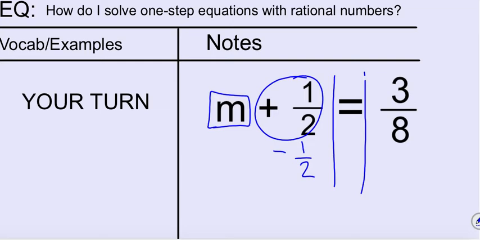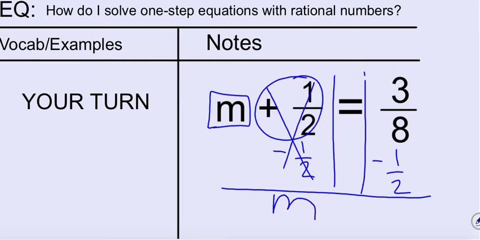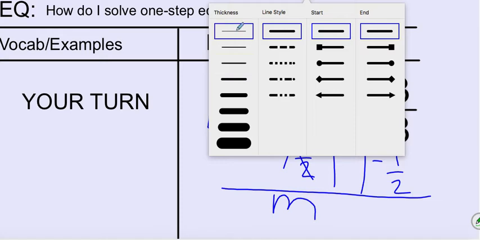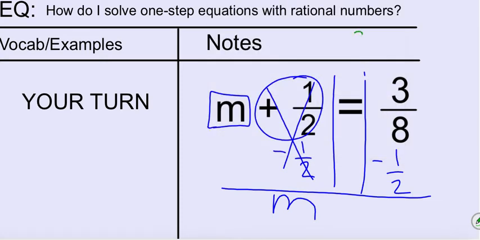Step 3 says keep your equations balanced. So I need to do the same thing to this other side. At this point in time, many will start to use their calculator and say, all right, these cancel out, leaving me just with m, and I'm going to plug in 3/8 minus 1/2. If you don't have the opportunity to use your calculator, we can write this horizontally, of 3/8 minus 1/2. I know that for this, a common denominator would be 8, which means I get to leave the 3/8 alone.